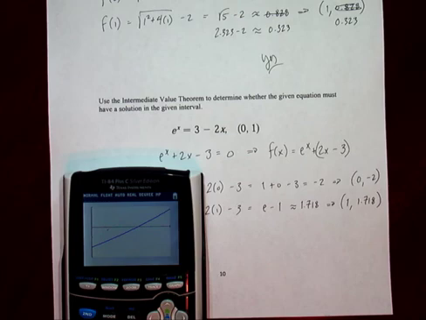Okay, that's just about all we have. I think that's enough for IVT, and we can sort of clean that up a little bit in class if necessary. As always, if you have any questions, do shoot me an email.